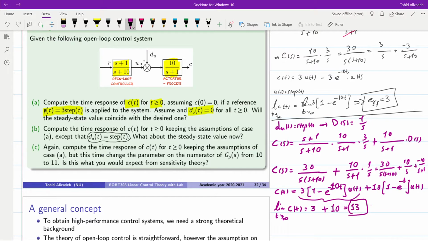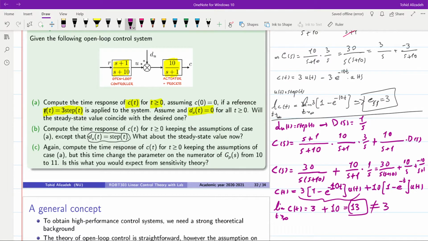And you can see that it is not equal to the reference value. The value that we got from the disturbance changed the steady state value for the output. So the open loop controller didn't work properly, let's say.